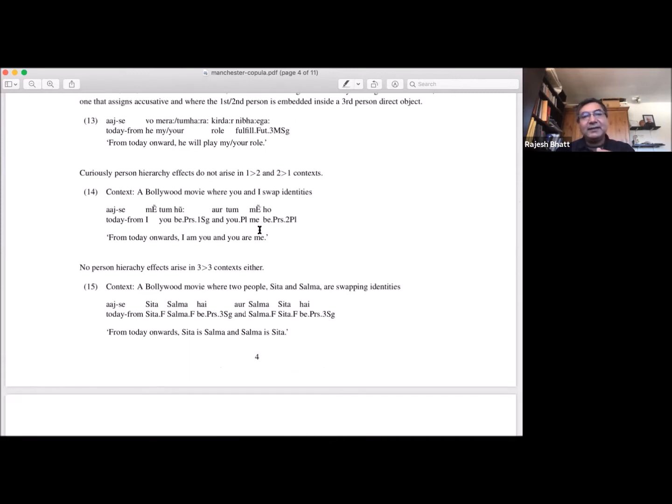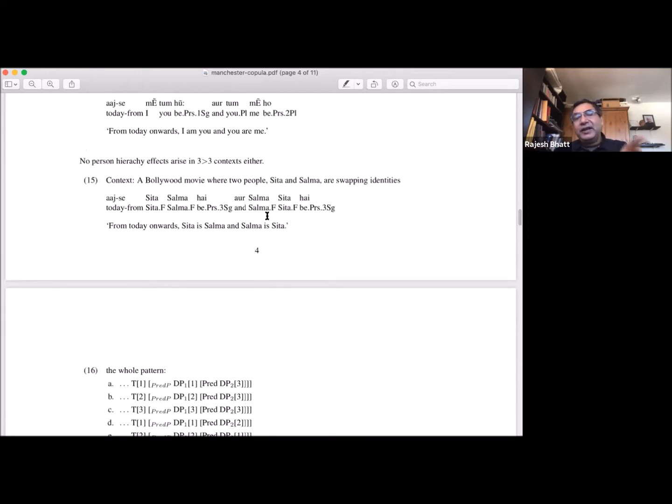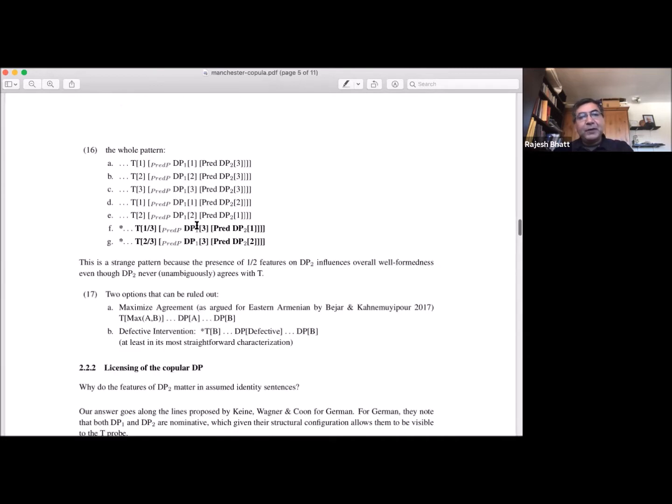Now, one thing that is kind of interesting is that the 1/2 or the 2/1 contexts do not trigger hierarchy effects. So you can say, aaj se main tum hu or tum main ho. So this is, I am you and you are me. That's fine. And also 3/3, you don't get these effects. Aaj se Sita Salma hai or Salma Sita hai. This is also fine. So this is the whole pattern. I'll let you stare at it.